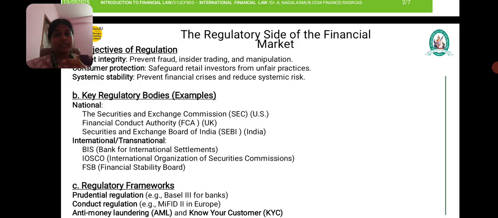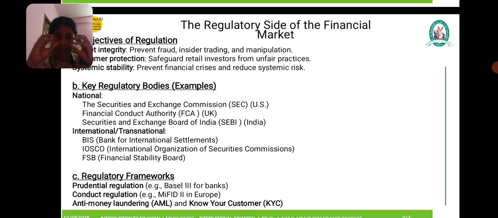Now we are going to see the key regulatory bodies. There are many regulatory bodies. From those we have taken some: three national regulatory bodies from various countries and three international and transnational bodies. First, we are going to see examples of the national regulatory bodies.